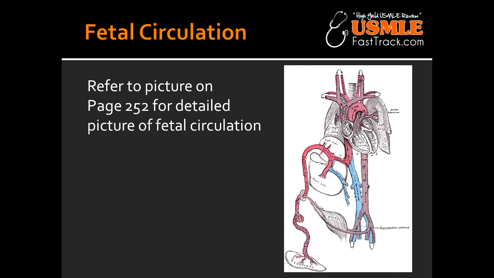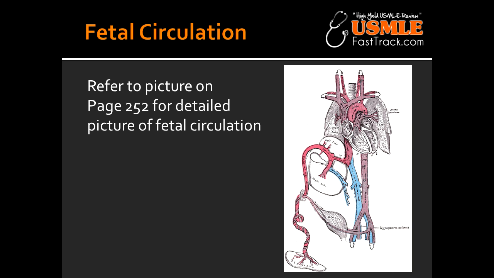Fetal circulation. What is the PO2 of the blood in the umbilical vein? The blood in the umbilical vein has a PO2 of around 30 millimeters of mercury. How much is the blood in the umbilical vein saturated with O2? The blood in the umbilical vein is around 80% saturated with O2. One thing to note about the fetal circulation is that the umbilical arteries have a low oxygen saturation.